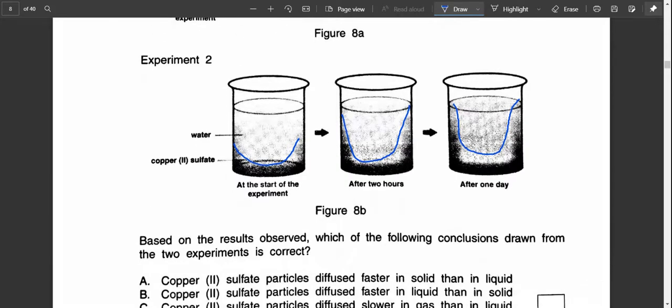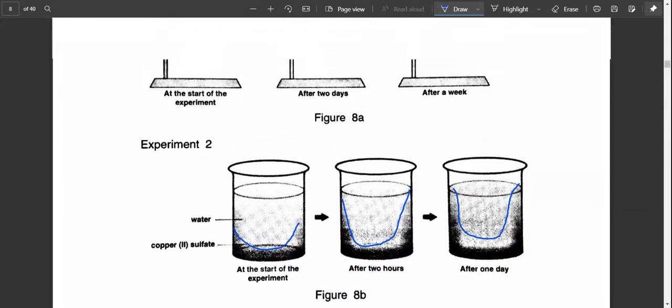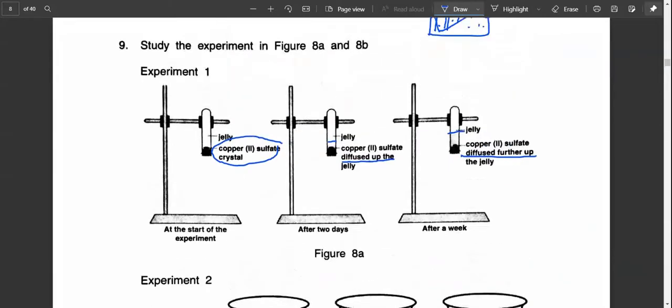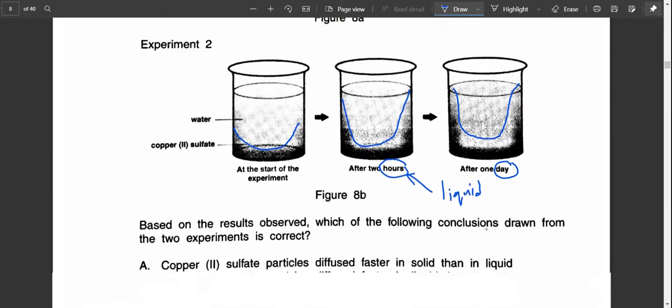Based on the result observed, which of the following conclusions from the two experiments is correct? If you look at the days, for experiment 1 it takes days, weeks, and this one is in a jelly. Jelly is a solid, so in solid it takes up to weeks. In experiment 2, you can see hours, and after that 1 day. So for liquid, it usually takes hours to a day, not as long as solid.